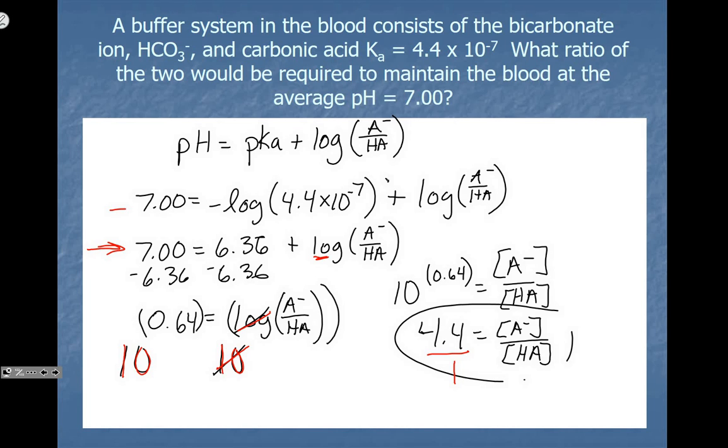Yes? So back to this, I see where you got everything, but where do you get the 10 from? Right here? Yeah. So to get rid of this log right here, I had to take both sides to the power of 10. Power of 10. Yep, to get rid of the log.